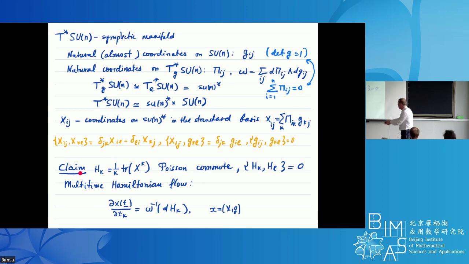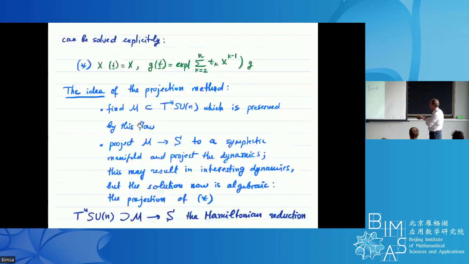Okay. So the functions are given by traces of powers of x, and then if you compute what this expression means, you will see exactly that you can solve them in this way. It's because x commutes with itself, so this is really a commuting flow.